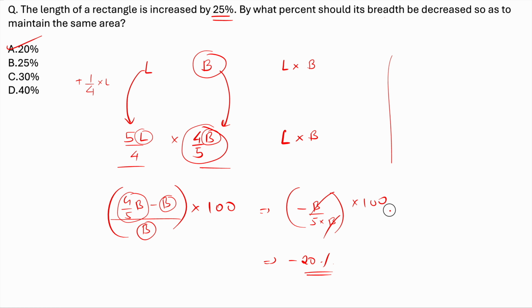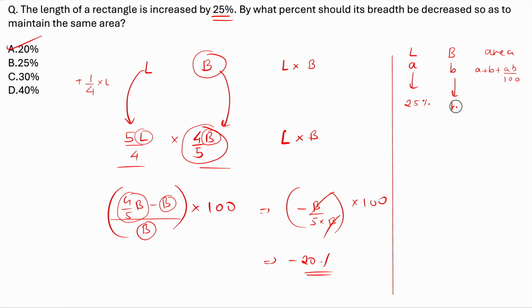There is one more method, guys. Always remember, whenever the length is changed by A% and the breadth is changed by B%, the percentage change in the area is A plus B plus AB upon 100. Okay. So in this question, the percentage change in the length is 25. We want the percentage change in the breadth. Let it be B. And the percentage change in the area will be 0. The area is not changing.